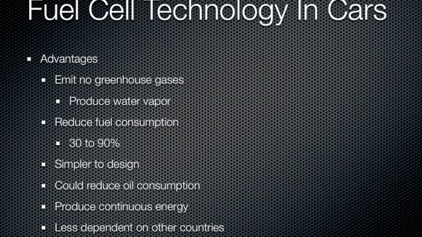Some of the advantages to using fuel cell technology in cars is that they emit no greenhouse gases. All they produce is water vapor. It would also reduce fuel consumption by 30 to 90%. It's simpler to design. It could reduce oil consumption. It could also produce continuous energy, and it would make the United States less dependent on other countries.